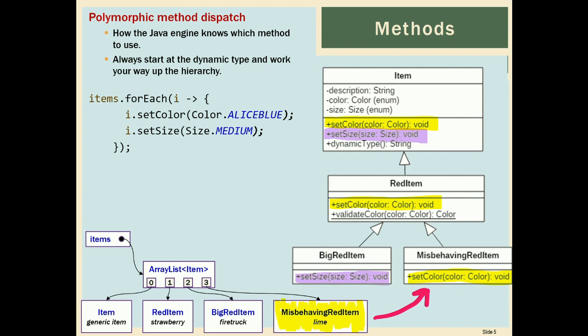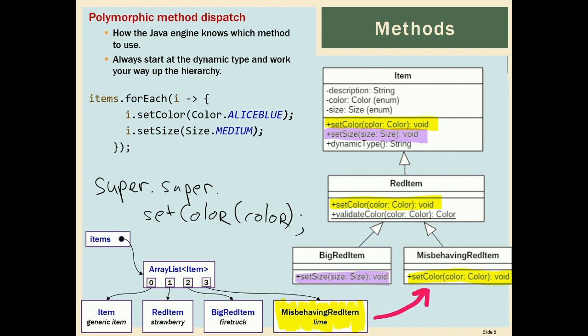Now, this brings up an interesting point that some of you may think about. What could the code look like in misbehaving red item? And could it do this? Could it say super.setColor and pass it the color? I mean, after all, that's what we want to do. The misbehaving red item wants to set color the same way that the top level superclass does, the regular item. And the answer is no.